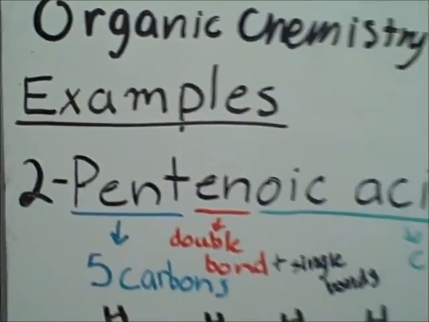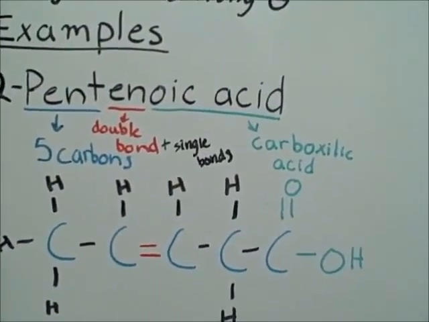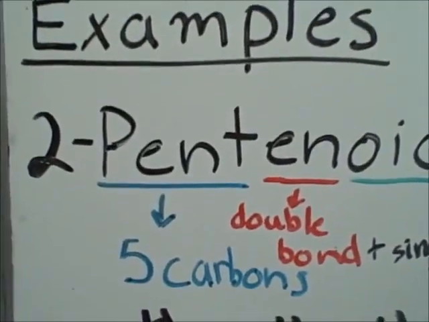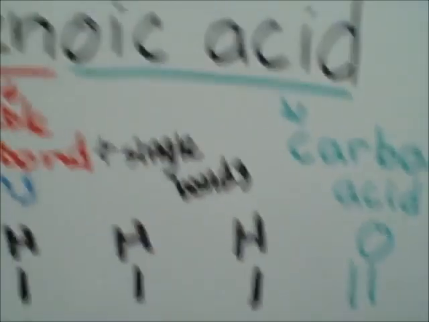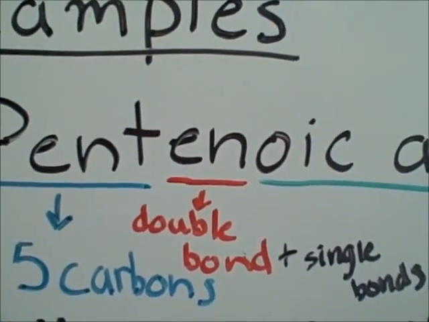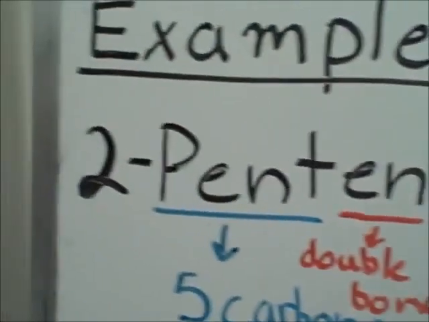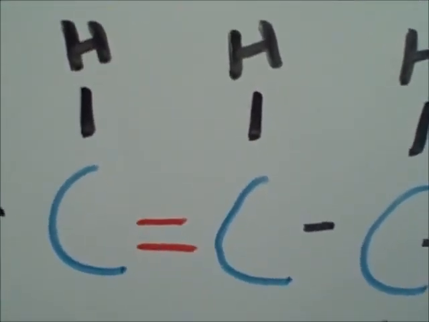Here we have 2-pentenoic acid. You might think, whoa, look at all those colors, that's too much. But here, we'll break it down for you. Pent means that there's going to be a 5-carbon chain. You see them in blue down the middle. En shows that there's going to be a double bond somewhere in between the carbons. 2 tells you that it's going to be in between the second and the third carbon atom.